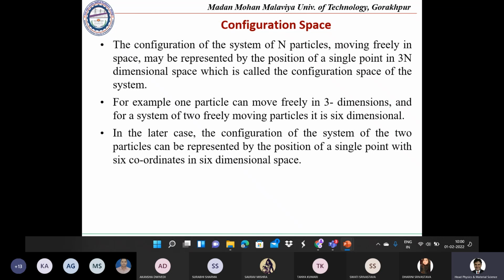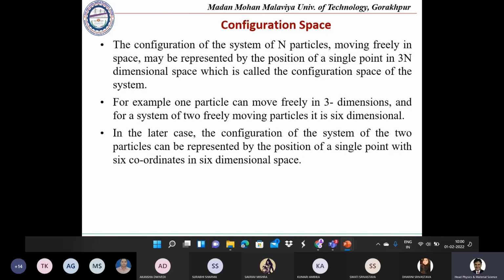Let me know. If anybody has any confusion, then let me know so that I can elaborate, I can try to reduce the confusion. Anybody have any? Yes, sir. So in the latter case that you are explaining, it is in 6 dimensional. Why can't we take it in 3 dimensional with 2 particles?